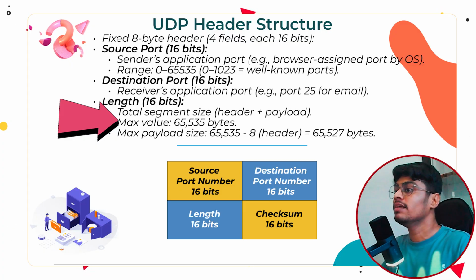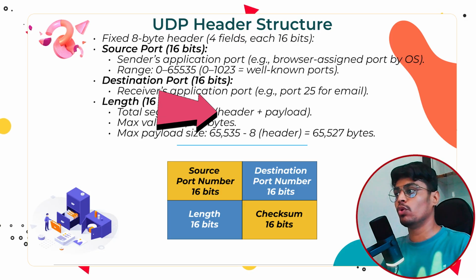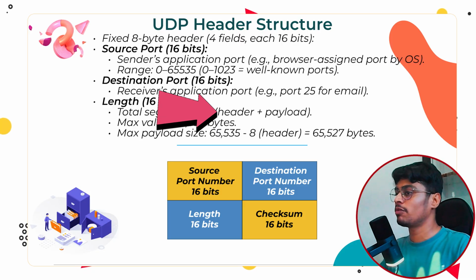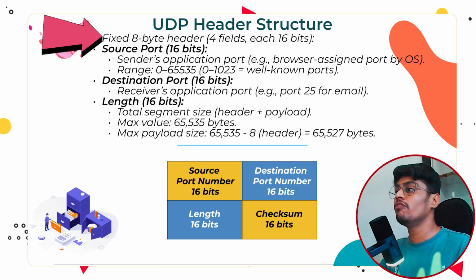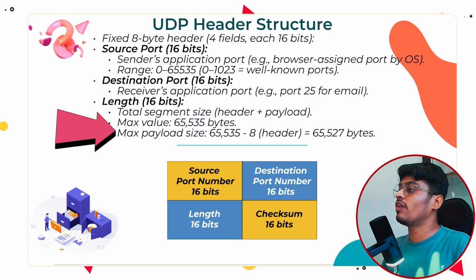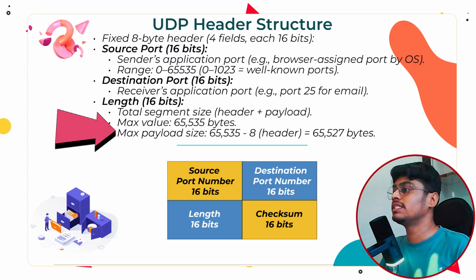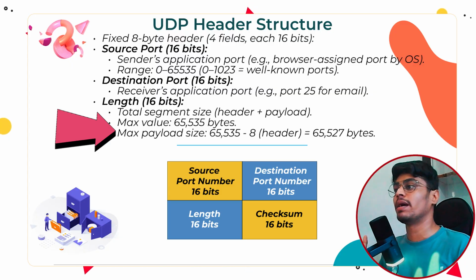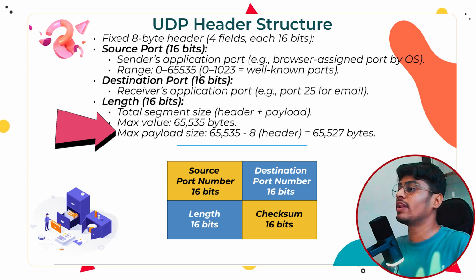But in the total length, there are two things: header and payload. Payload means pure data, which comes from the application layer. The UDP header is always fixed at 8 bytes. So if it has a header of 8 bytes, then pure data can be 65,535 minus 8, which will be 65,527 bytes. This is the maximum size of payload. Data can be less than this, but cannot be more, because the 8 bytes of header are compulsory.